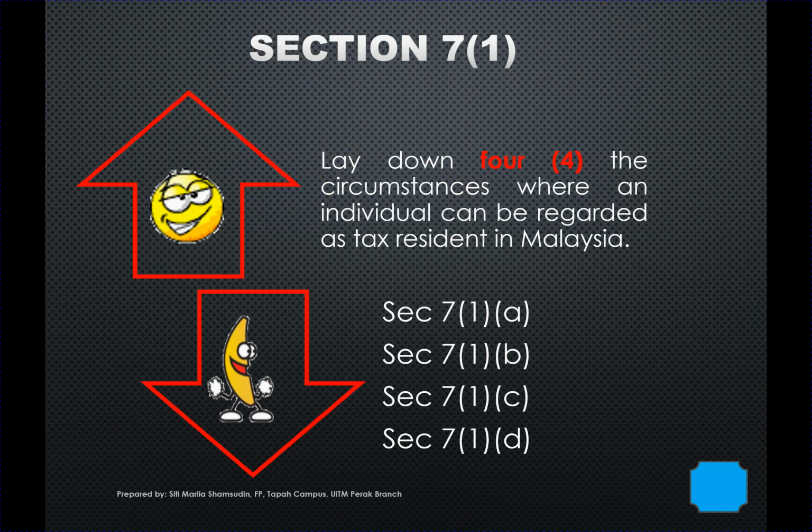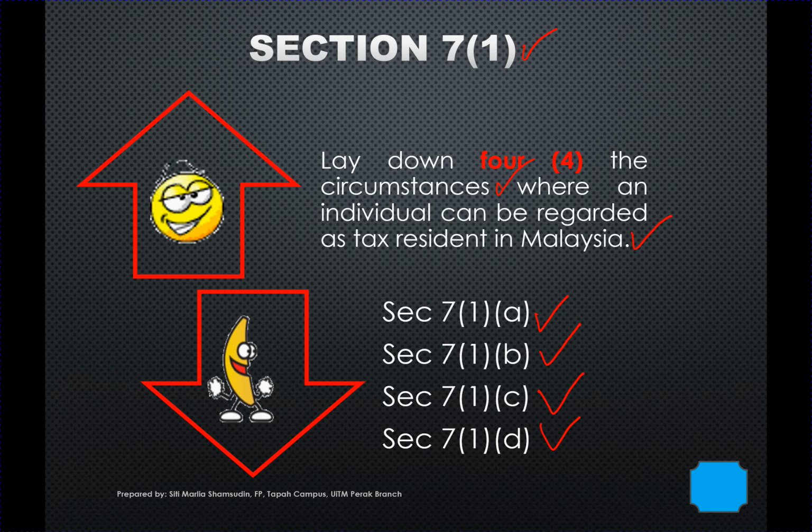Okay, as I have mentioned to you earlier, for determining the resident status of an individual, we are going to refer to section 7.1. Section 7.1 lays down 4 circumstances where an individual can be considered a tax resident in Malaysia. You can have section 7.1A, B, C or D. Macam mana nak baca section ni?